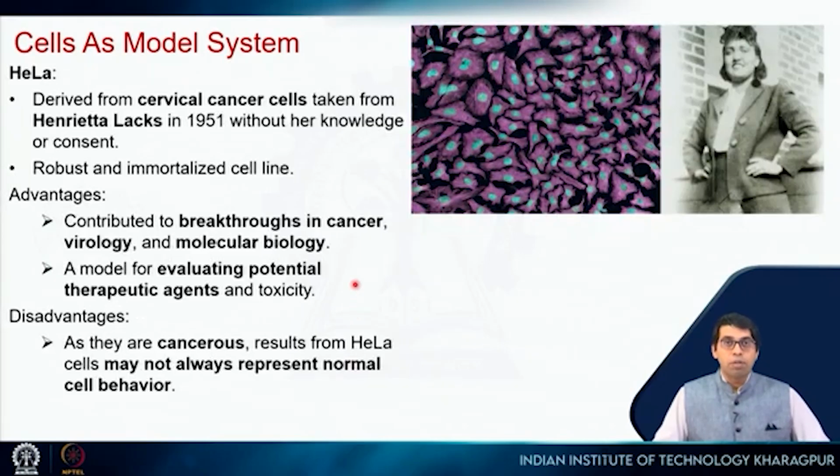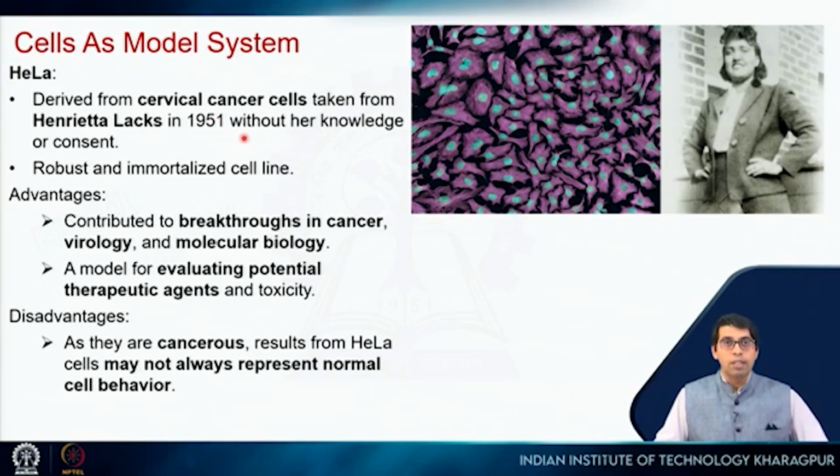Another extremely commonly used cell line is the HeLa cell line. This cell line was derived from the cervical cancer cells of a woman named Henrietta Lacks in 1951. And since it was such a long time back, you can imagine that not many ethical guidelines were there, so it was actually taken from her without her knowledge or consent.